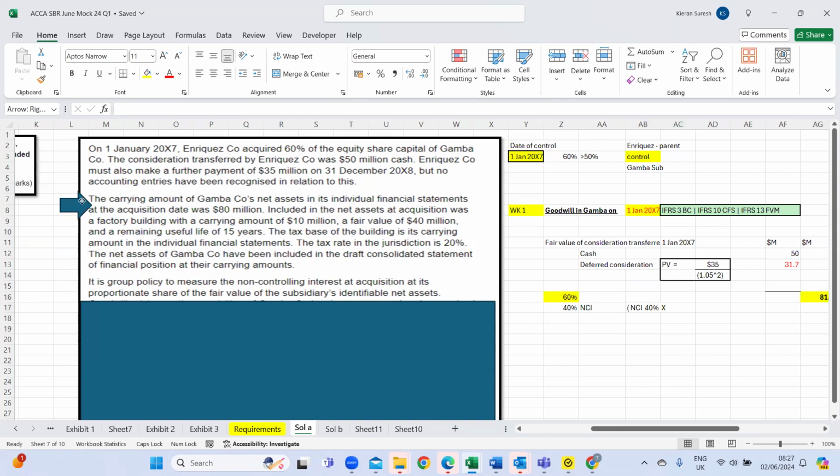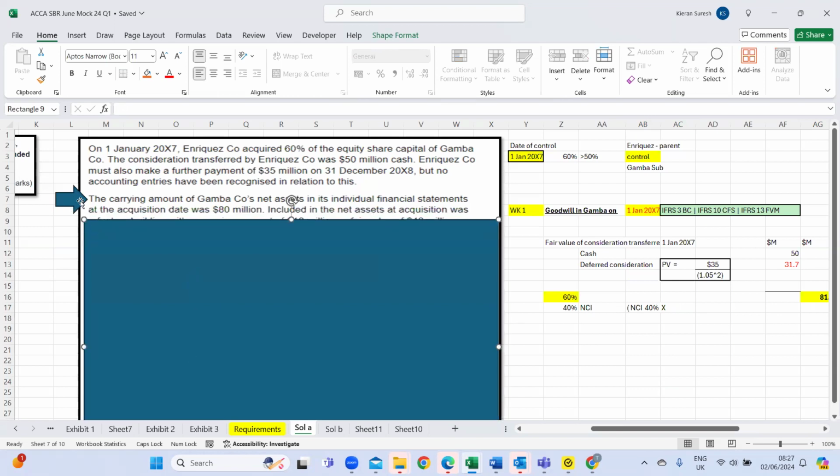So that's what is being given. In this sentence to start with, they have given me the carrying amount of Gamba's net assets in the individual financial statements: 80. It would be wrong if I take 80 million here. Why? That is not the fair value, that is just the carrying amount. We don't calculate goodwill based on the carrying amount, right? We need the fair value.